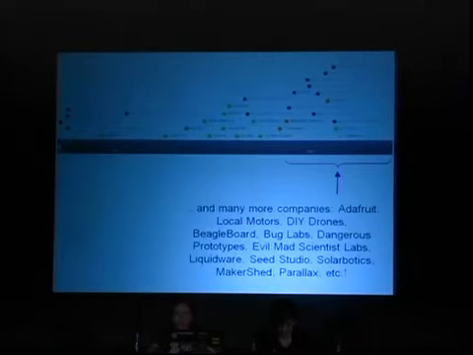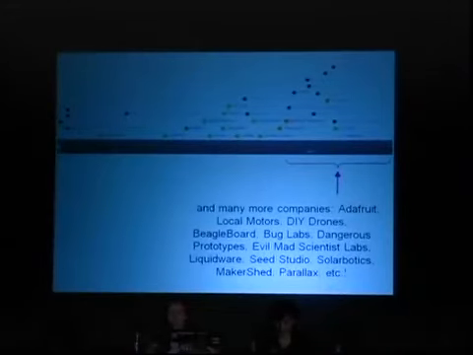Adafruit, Local Motors that makes their own open source car plans. DIY Drones that makes basically robotic autonomous planes and helicopters. Beagleboard, Bug Labs, Dangerous Prototypes. Evilmad Scientist Labs, whose entire tool chain is open source from software to hardware. Liquidware, Seeed Studio out of China. This is not just the US, this is a global thing, and there's more and more of these companies popping up every day. Some people were trying to keep track of these companies for a while and have almost stopped that because there's just so many coming out every month.